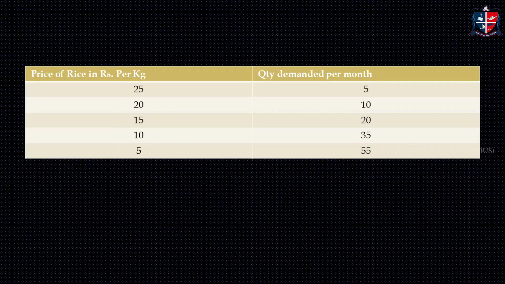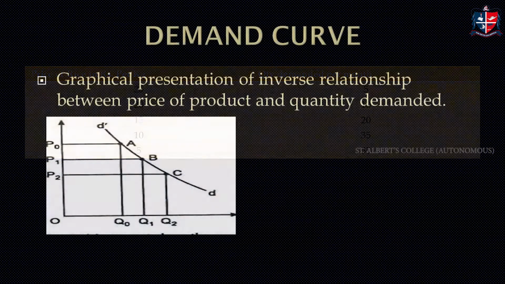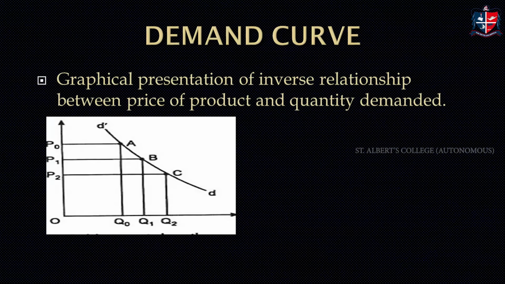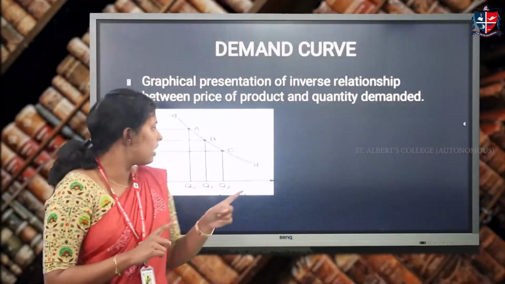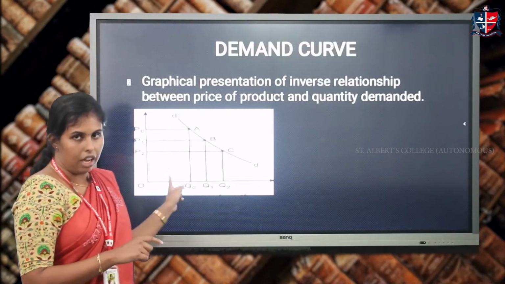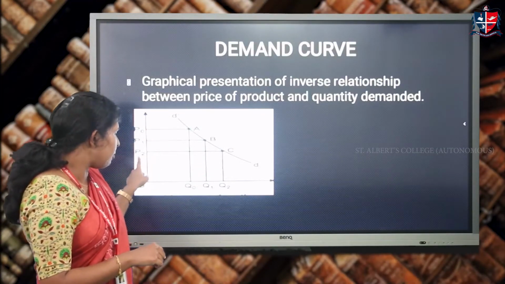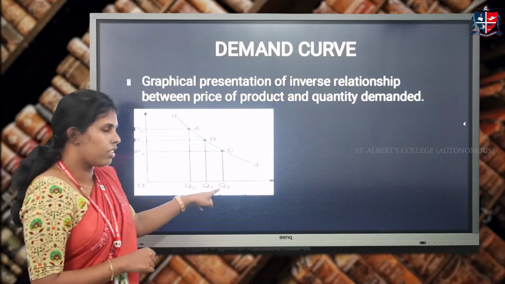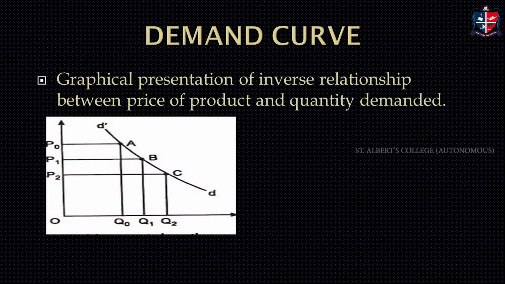Next, we'll move to the demand curve. The demand curve is the graphical representation of the inverse relationship between the price of the commodity and the quantity demanded. This is a demand curve graph. Here you are able to see when the price was P2, the quantity was Q2, and when the price was P1, the quantity is Q1. Similarly, when the price increases from P1 to P0, the quantity decreased from Q1 to Q0. Here a curve is formed. This is your demand curve.